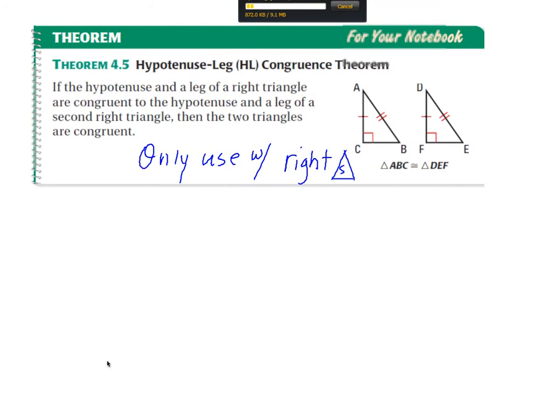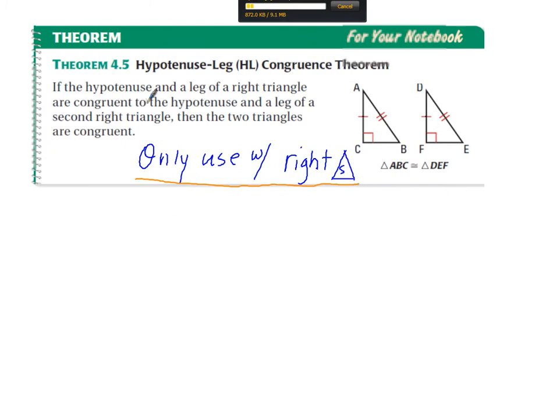It only works with right triangles. So the other two theorems we've learned, side, side, side, and side angle side, both work with any triangle. This one, gotta remember, only works with right triangles.